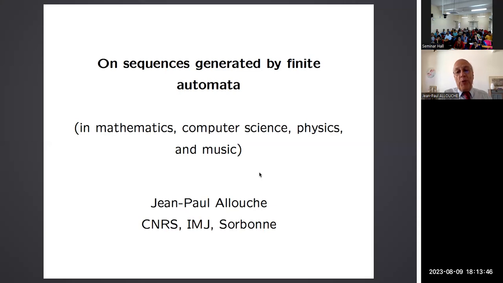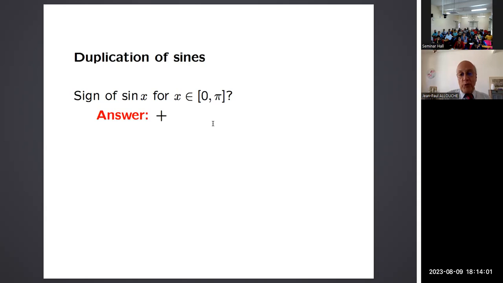To begin with, we're going to look at something seemingly unrelated to what I'm going to speak about, which is the study of the sine function. Look at the sine function, sine x, where x belongs to [0, pi], and ask for the sign of this. This is, of course, positive or zero. So I put a plus to say this is positive or zero.